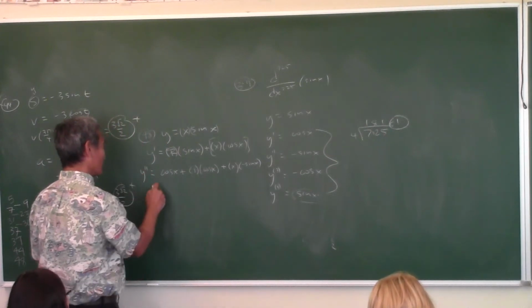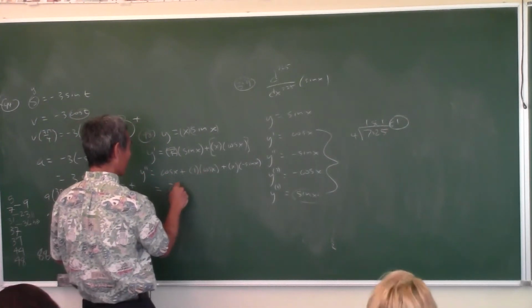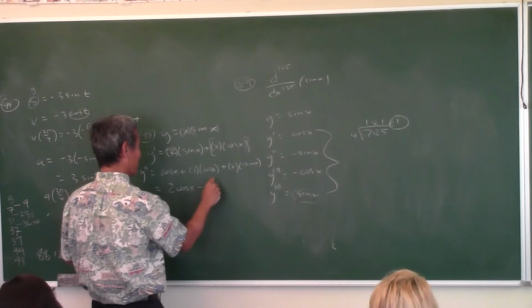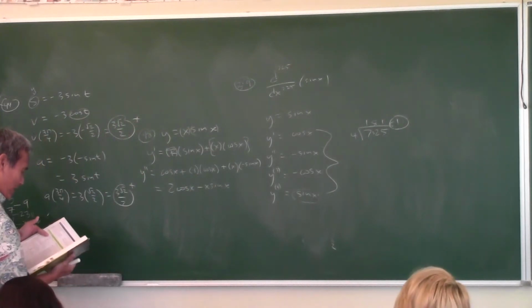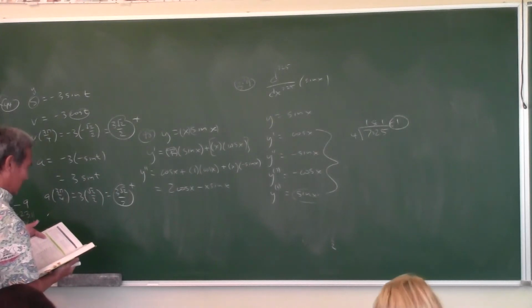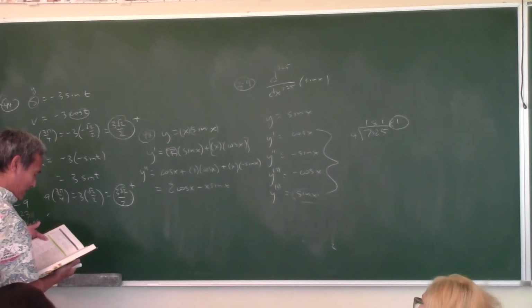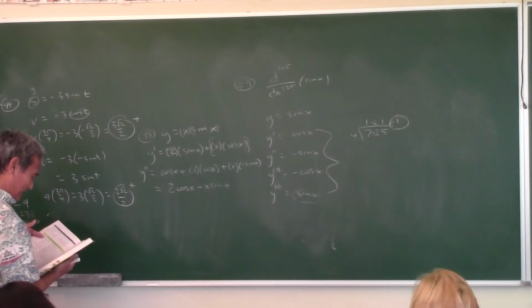Okay, and then what's the only thing you can do? Cosine plus cosine is 2 cosine. That's the only thing you can do. And then now, pick out the answer. It's C.